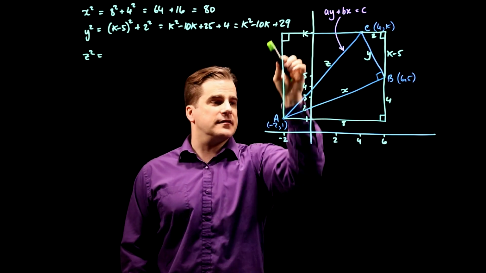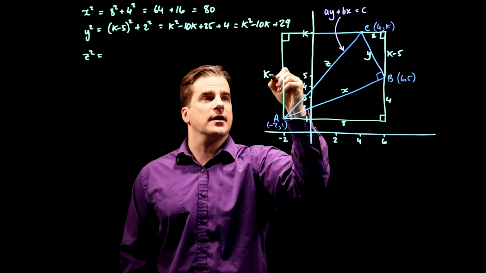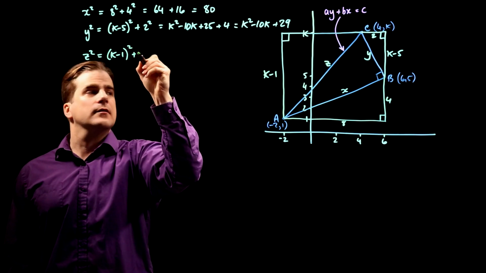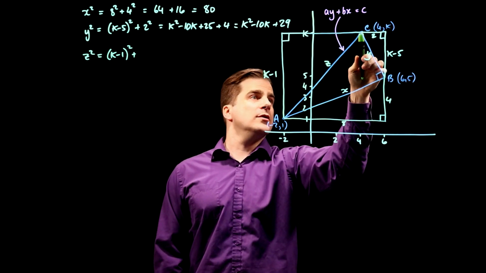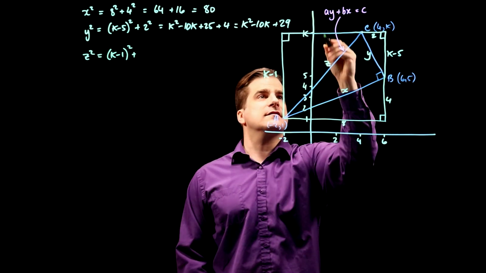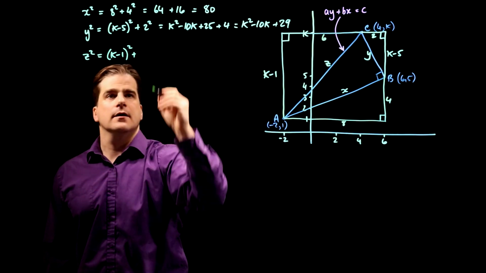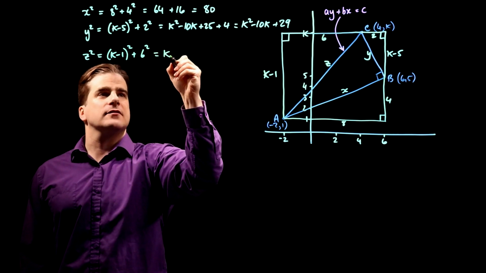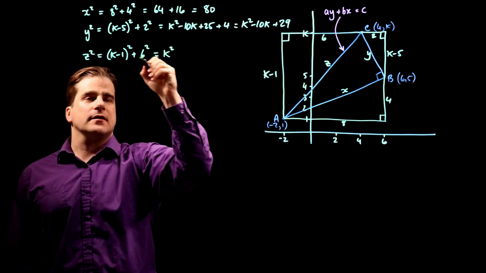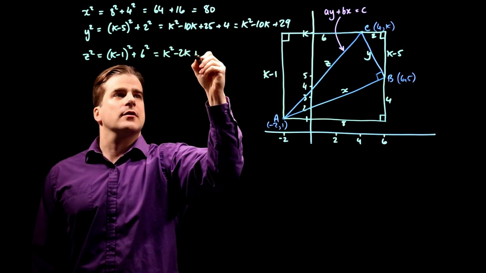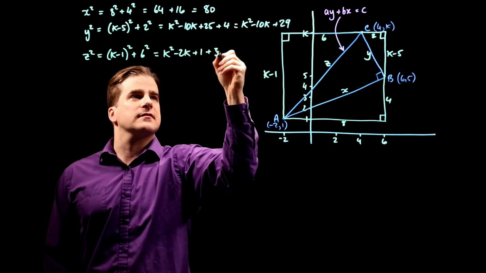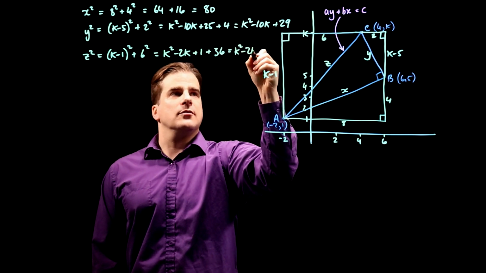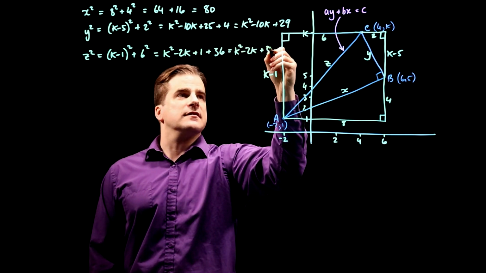So what's this distance here? Well, that's from 1 to k, so that's k minus 1. So z squared is k minus 1 squared plus, what's this distance? That's from minus 2 to 4, so that's 6, plus 6 squared. Okay, so z squared is going to be k squared minus 2k plus 1 plus 6 squared, which is 36. So that's k squared minus 2k plus 37.